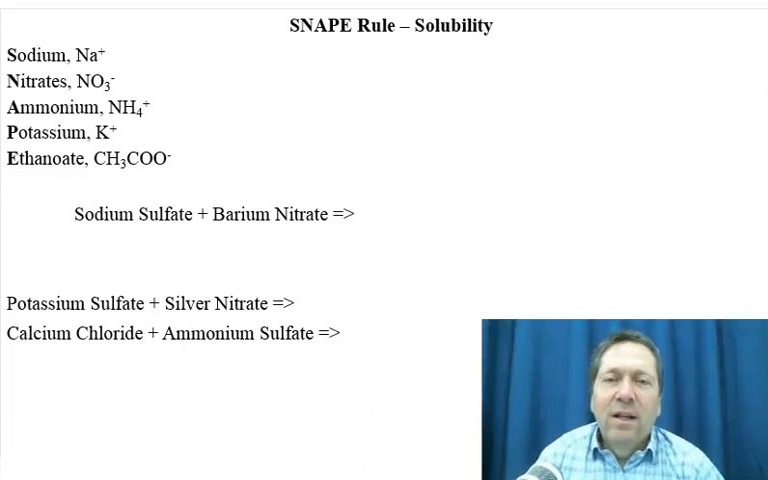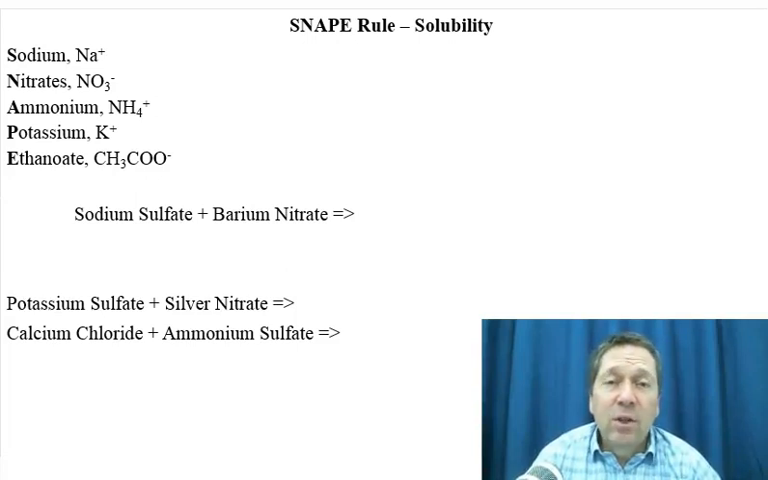Hello everybody. Today we're looking at the SNAPE rule on solubility, and SNAPE stands for sodium, nitrates, ammonium, potassium and ethanoate. All of those ions and substances that contain those ions, they're all soluble.